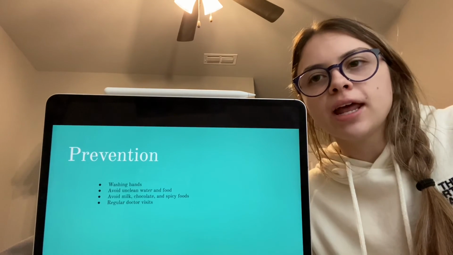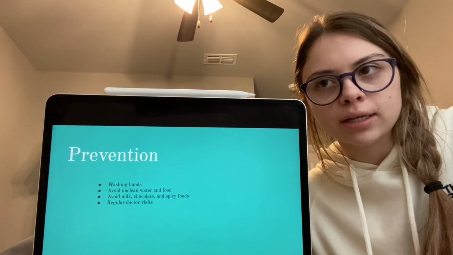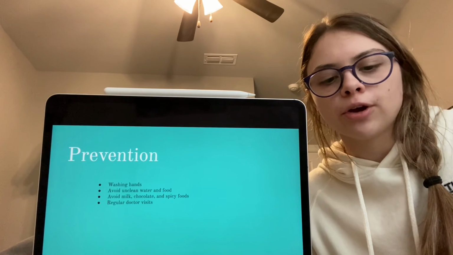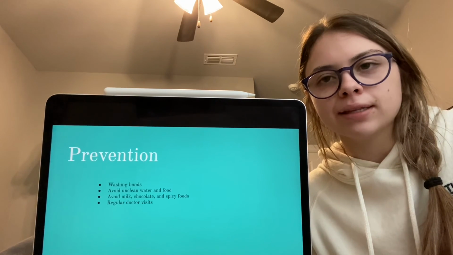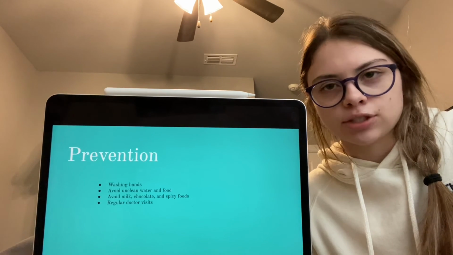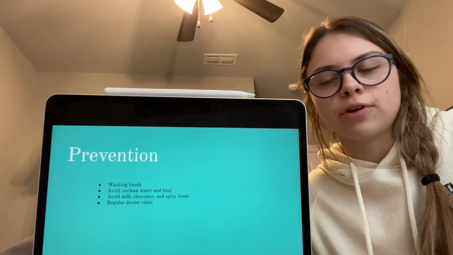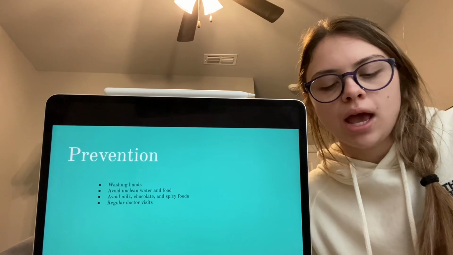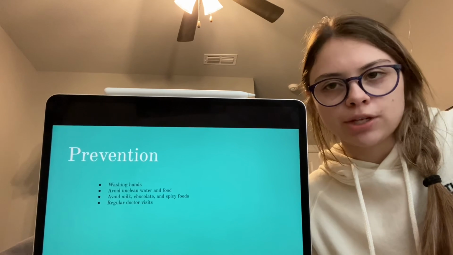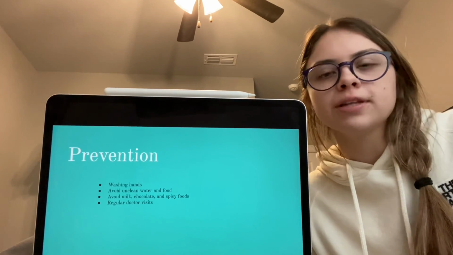That looks like it concludes what H. pylori is. This is curable, but it can lead to some deadly illnesses such as cancer. So it is very important to go see a doctor if you're having any symptoms and get tested to make sure that you don't have H. pylori.